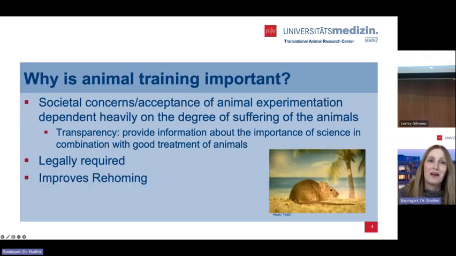And one last thing why it is very important to train animals: it improves the rehoming. We rehome quite a bit of our mice and rats, and the new owners are always very pleased that these animals are very friendly and tame, and that they don't end up with scared, frightened laboratory animals, and they get a good impression about laboratory animals.